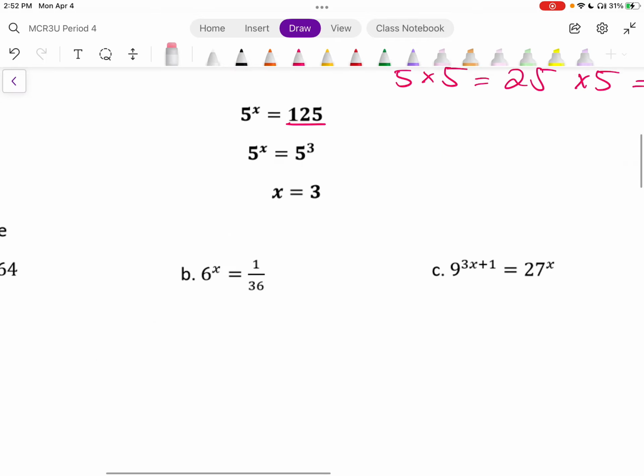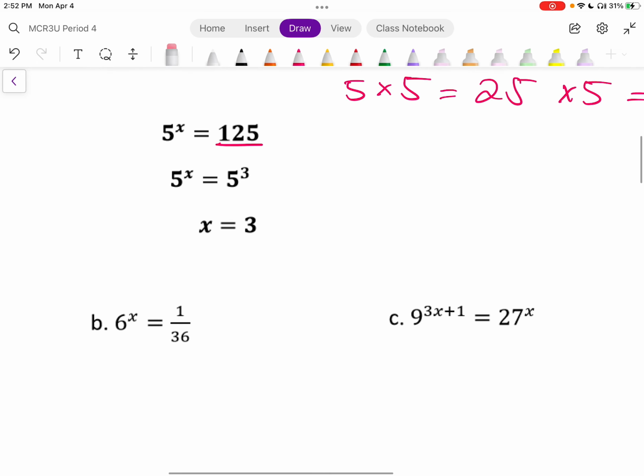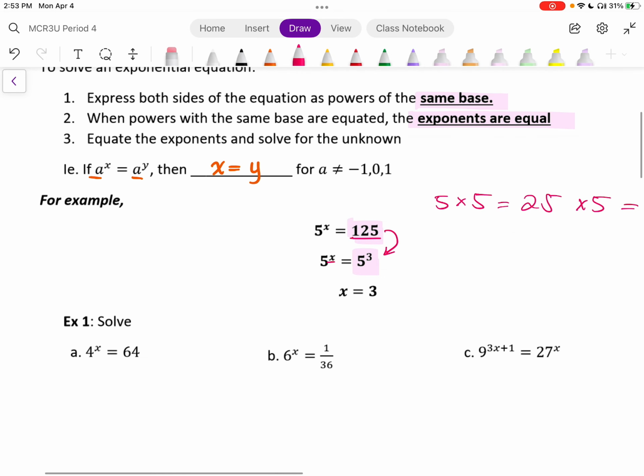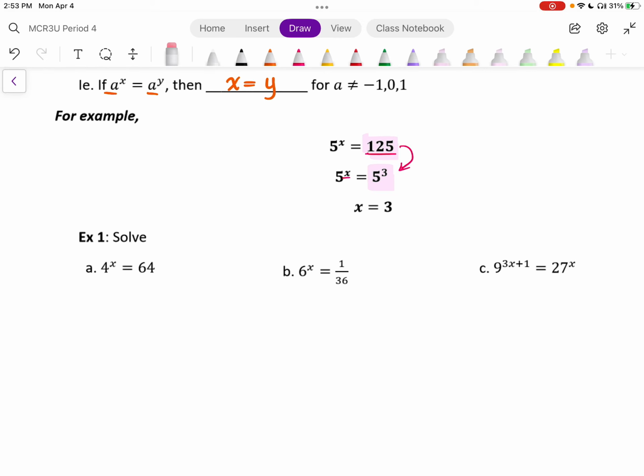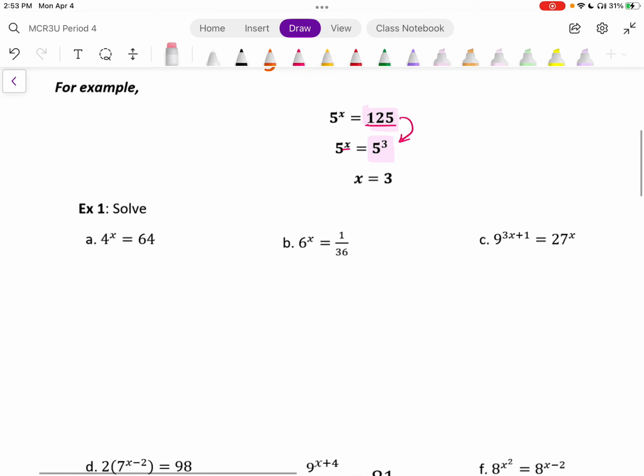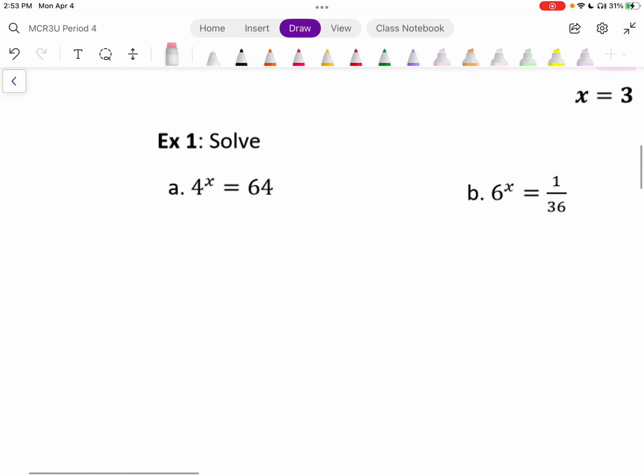So what I can say is I actually changed this 125 to something with the base 5. So we know that 125 can also be written as 5 to the power of 3. So now we can say that 5 to the power of x here is equal to 5 to the power of 3, so x is 3. Okay? So that's how you're going to be kind of solving these ones. Again, when you get to next year, there's something that's called a logarithmic function that can help you figure out a different way to do this. But for the purposes of this course, you need to understand how to get there using this method that we have.